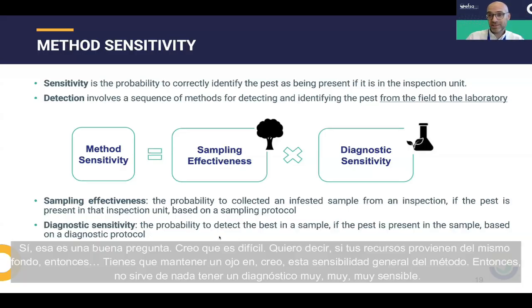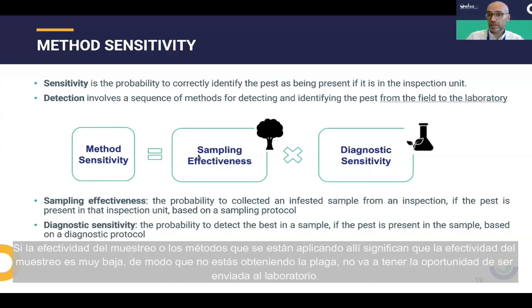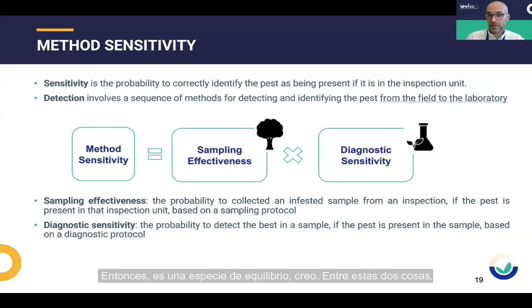Yeah, that's a good question. I think it's difficult. If your resources are coming from the same pot, then you have to keep an eye on this overall method sensitivity. It's no use having a very sensitive diagnostic if the sampling effectiveness is very low, so that the pest is not going to have a chance of being sent to the laboratory. So it's a balance between these two things. But yeah, that's a good question.